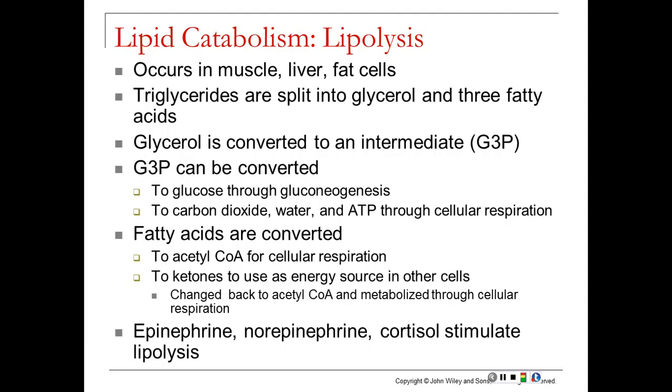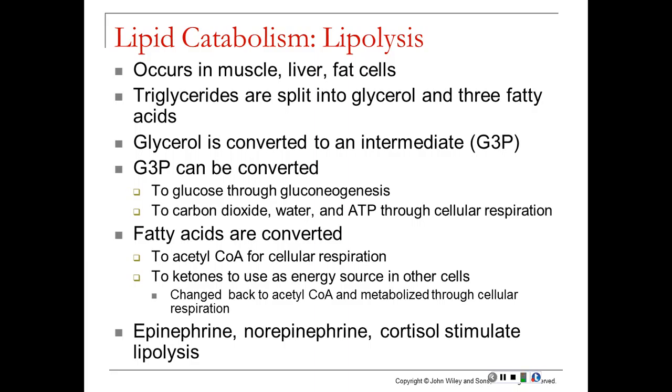So lipid catabolism, which is also known as lipolysis, is going to occur only in the muscle cells, the liver cells, and fat cells. So this is where lipids are stored. The triglycerides, which are the stored form of fat, are split into glycerol and 3 fatty acids. The glycerol is converted into G3P, which is an intermediate. G3P is then converted through gluconeogenesis into glucose. It can also be converted into carbon dioxide, water, and ATP then through cellular respiration.